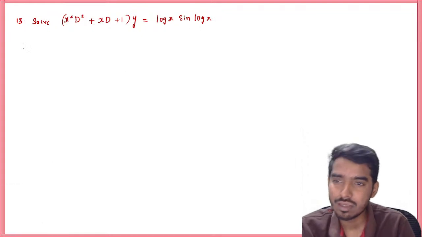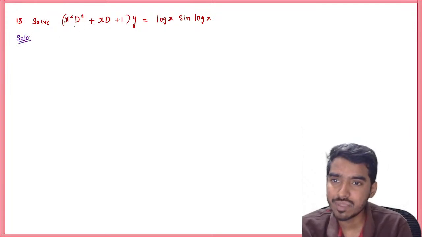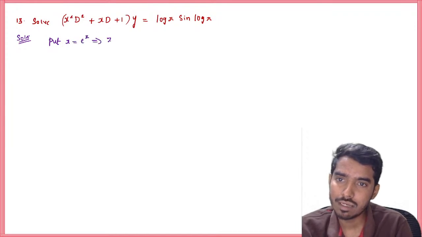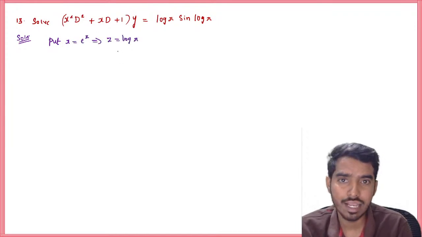Don't panic by seeing the questions, they are very easy. So it's a Cauchy Euler equation. So put x is equal to e power z. This implies z will be log x, right?